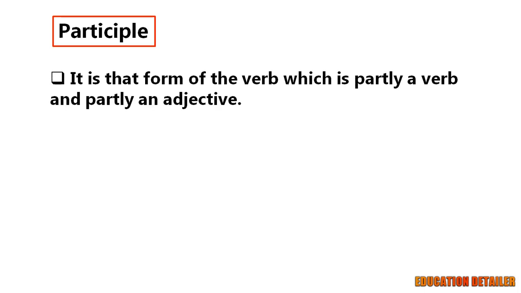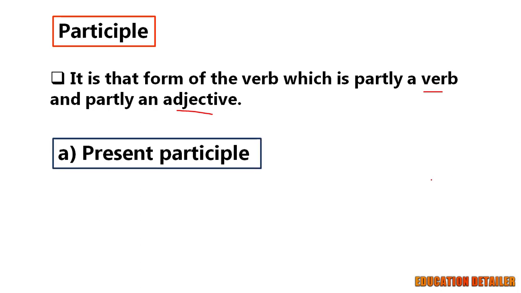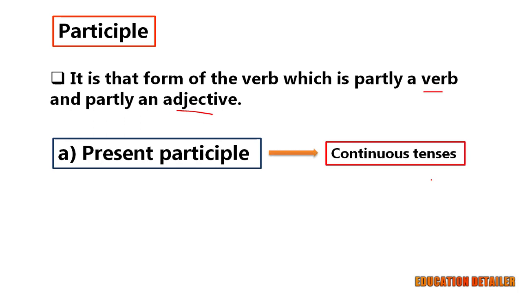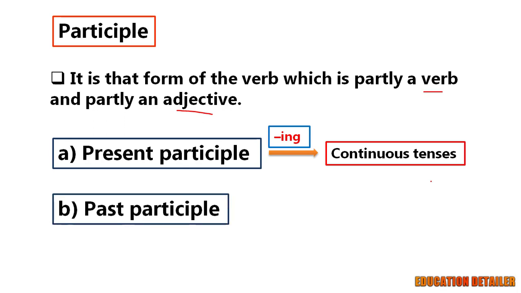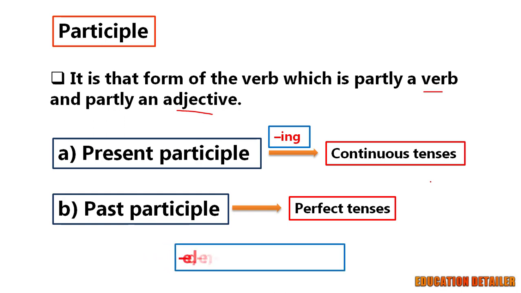Okay, let's move on to the next type of non-finite verb, participle. Note down, a participle is that form of the verb which is partly a verb and partly an adjective. There are two types of participles in English. Present participles are used for continuous tenses, which always end in ing. And past participles are used for perfect tenses, typically ending in ed, en, n, t, ne.